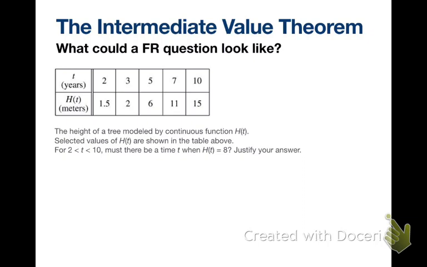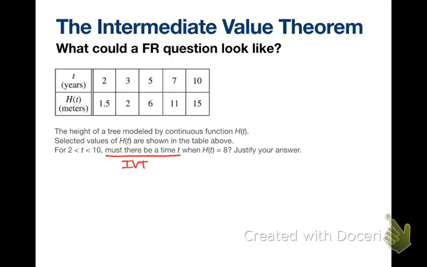The way that this question is worded is really a big indicator for us that we're using the intermediate value theorem here. We are given values of h of t. We are asked if there is a t value when h of t is a specific value. Remember, that's how we use the intermediate value theorem in AP Calculus.